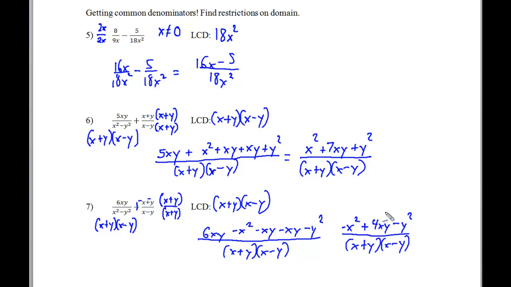Stay tuned in part 2 to see the second page of this worksheet and go into some more tricky addition and subtraction of polynomial functions.